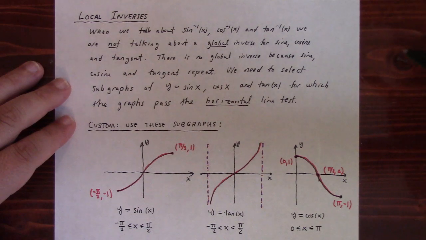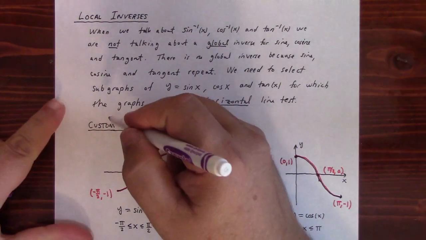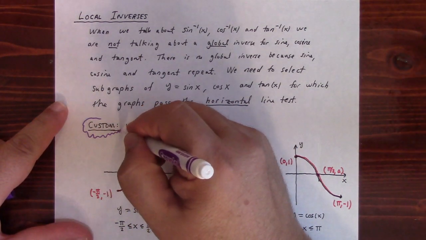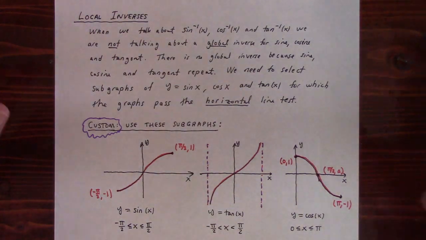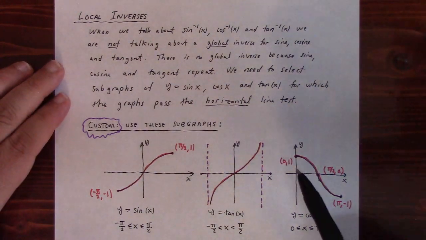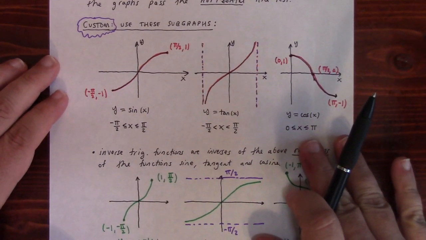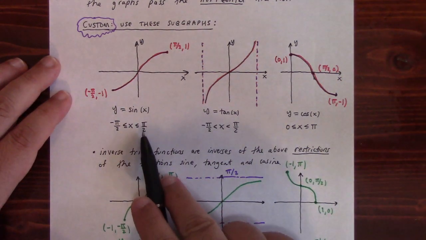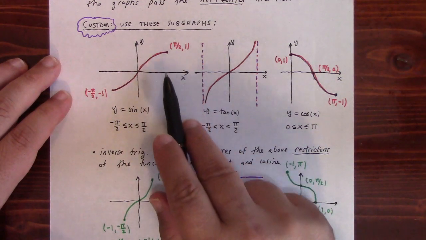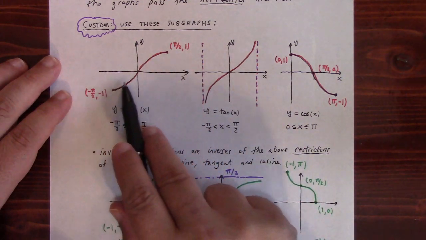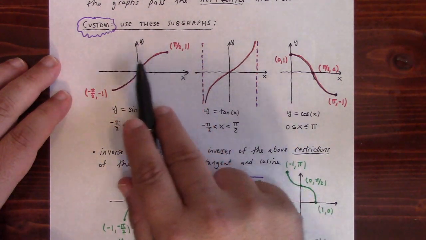And so our custom, and it is just a custom, because if you think about it, you could pick other parts of the graphs of sine, cosine, or tangent which don't repeat. But this is what we do. We look at sine from minus pi over 2 to pi over 2. That gives us a stretch of the sine graph which passes the horizontal line test. Each output is reached just once.